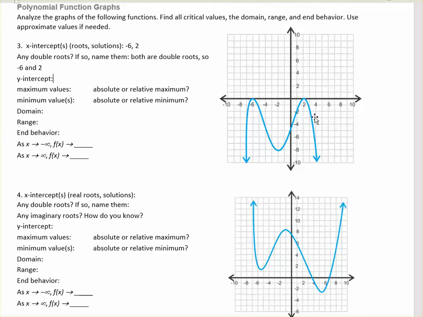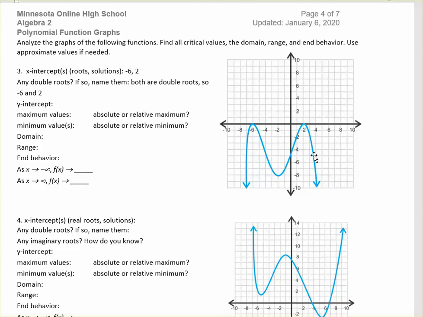The y-intercept is where it crosses the y-axis. It looks like that is at -5 in this. The maximum value, is there an absolute or relative max? There are 2 maximum values. They are right there and right there. The maximum value is the y value at that point, not the x value. So the maximum value is 0 in 2 different places. That's the highest that this graph will ever go on the y-axis. And it's actually an absolute. So I'll highlight that.